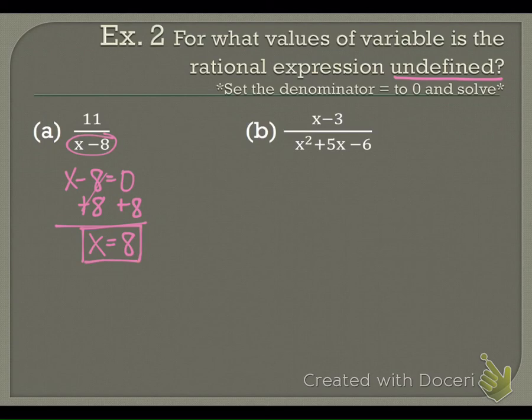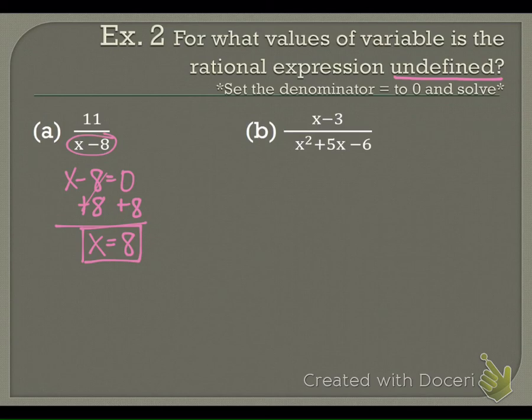Not sure? Look. Go back and plug 8 into the problem. What is 8 minus 8? 0. 11 divided by 0, every time is going to say error because it's undefined. Now, x can be anything else and you're okay. But if x equals 8, that will make your problem undefined.